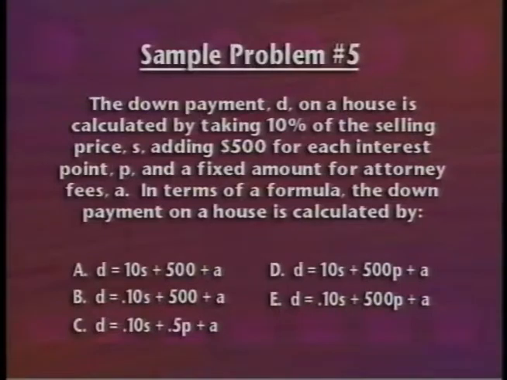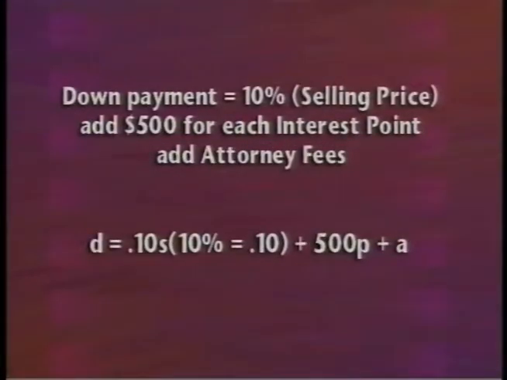I would start this problem by writing out in words my understanding of the problem. So for instance, the down payment is going to be calculated by 10% of the selling price. Then we're going to add $500 for each interest point. And then we're going to add the attorney fees.